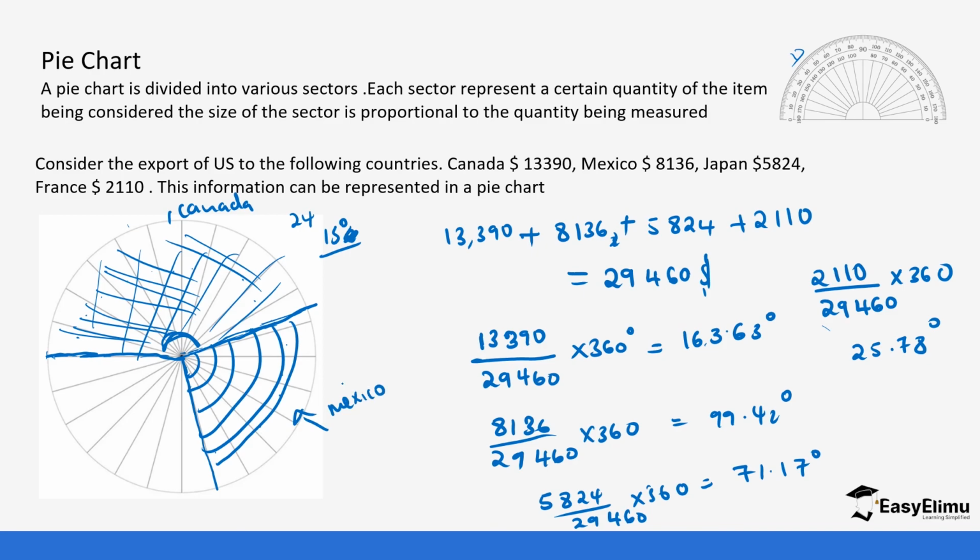And then we have Japan, which was 71.17. So if you divide this by 15 degrees, you have 4.7. So 1, 2, 3, 4, and a smaller unit. So this is going to represent, we can draw like this. Just shade according to how it is or how you would want it. So this is going to be Japan. And finally, the rest is going to be France.